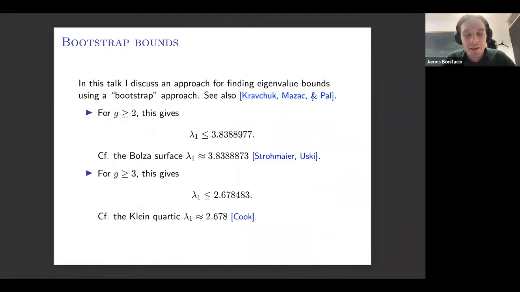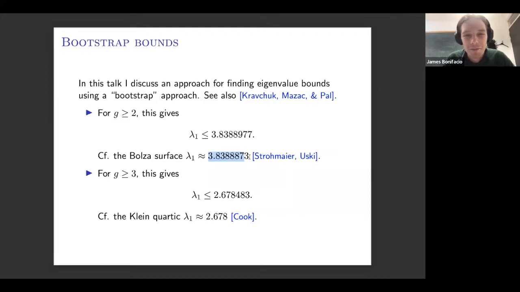And the two results that I'll focus on are, for genus at least 2, you can use this bootstrap approach to find an upper bound on the spectral gap of genus G hyperbolic surfaces, which is that lambda1 must be less than or equal to 3.8388977. And you should compare this to the value for the Bolza surface, 3.8388873. And in particular, you can see that the Bolza surface is almost saturating this bound to within 1 part in 10 to the -5.